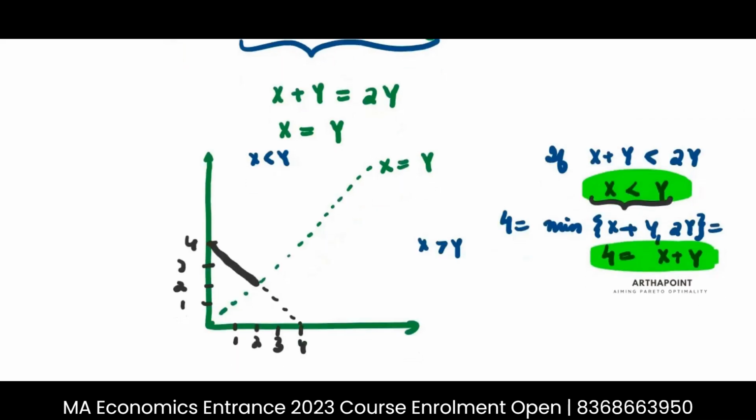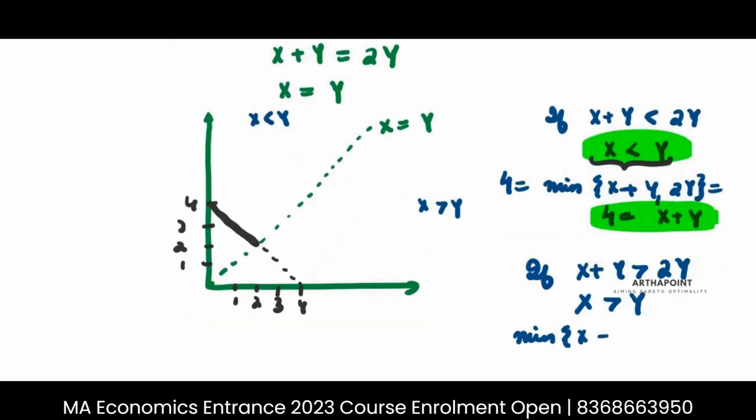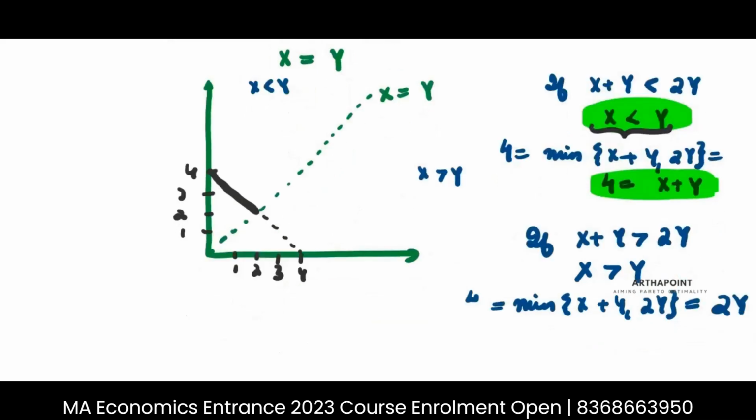Then what happens if x plus y is greater than 2y? Which means when x is greater than y, in that case the min between these two would be 2y. And if I keep my utility constant at 4, I will get that y is equal to 2. So y is equal to 2 is a horizontal line. And I see this line only when x is greater than y, which means this part. So this becomes my indifference curve.